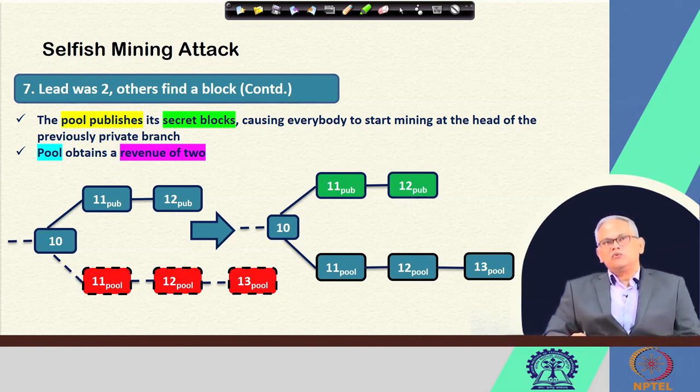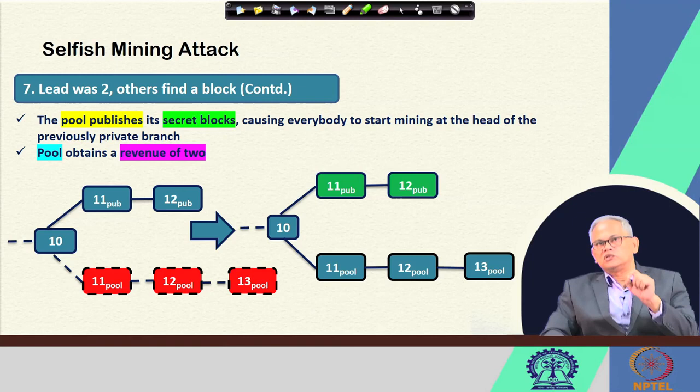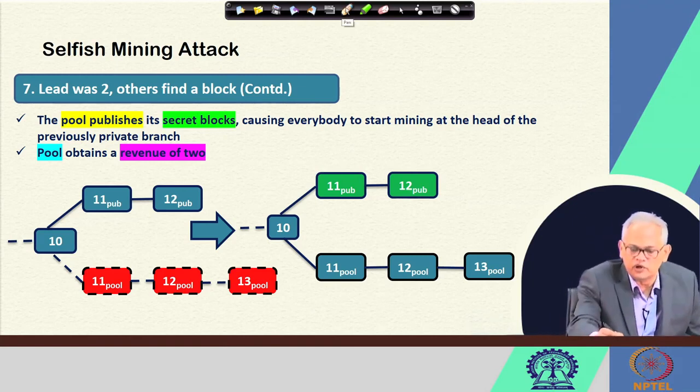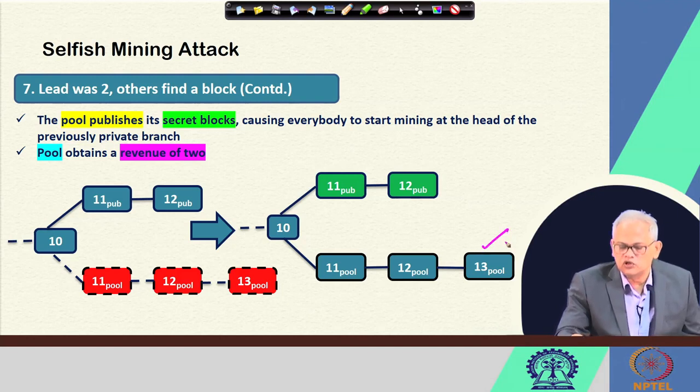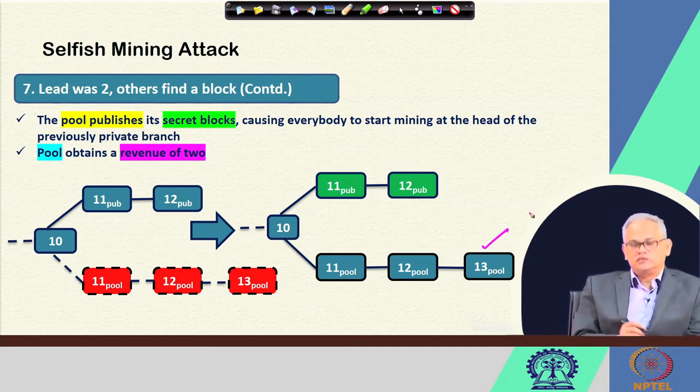So, as you see here, what we have written is that the pool publishes its secret blocks, causing everybody to start mining at the head of the previously private branch. That is what is going to start now, and the pool obtains a revenue of 2. As mentioned, everybody will start mining at the head of the previously private branch. The previously private branch was this 13 pool, so now everybody will try to mine after this.